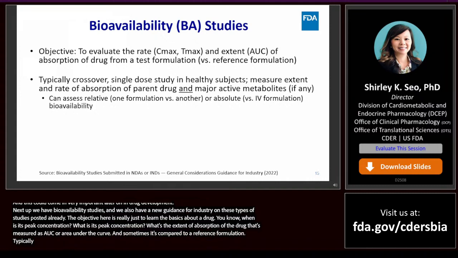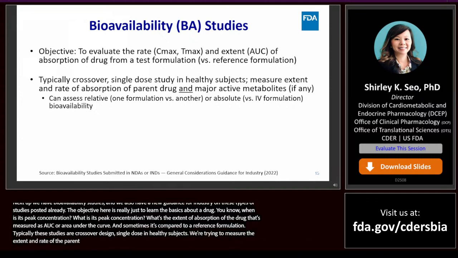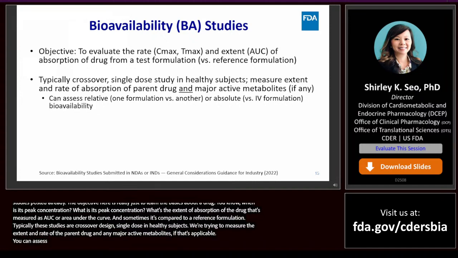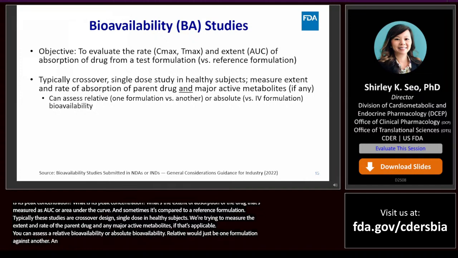Typically, these studies are crossover designs, single dose in healthy subjects. We're trying to measure the extent and rate of the parent drug and any major active metabolites, if that's applicable. You can assess a relative bioavailability or absolute bioavailability. Relative would just be one formulation against another. An absolute bioavailability study is only against an IV formulation.